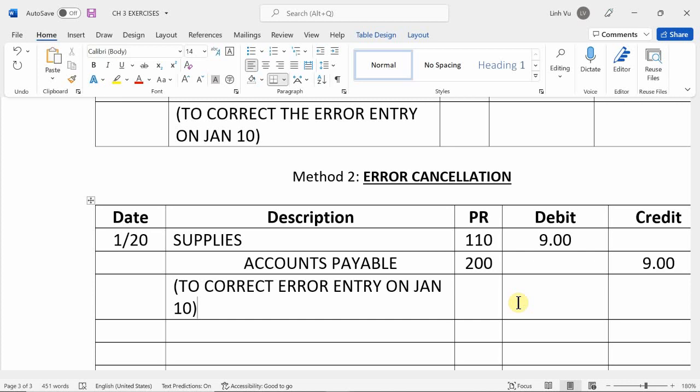So how do I make my account reflect that I owe them more money? I need to add $9 because I'm increasing my liability, right? Because right now it says 56, but really I owe them 65. So that means I need to owe them $9 more. So that's why I have a debit and credit here.